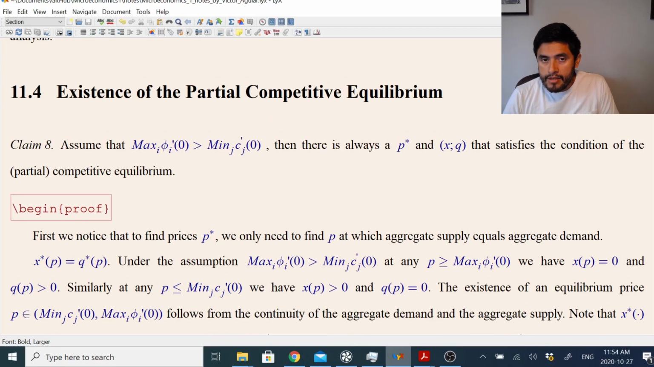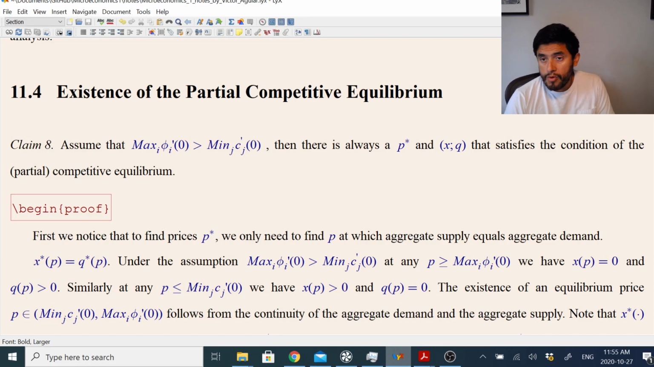So assume that the max of the marginal utility of individual i over all individuals i, at quantity 0, is strictly greater than the minimum of the marginal cost over all firms j, at quantity 0. Then there is always a price, which we're going to denote with a star, that is a solution of this system, and basically an allocation of consumption and production, X and Q, that satisfies the condition of the partial competitive equilibrium.